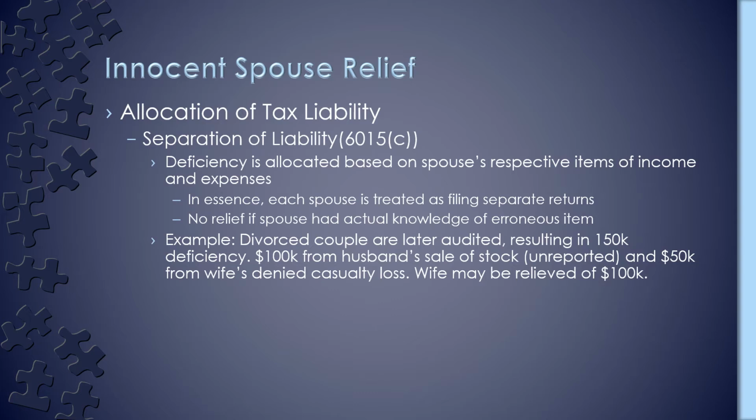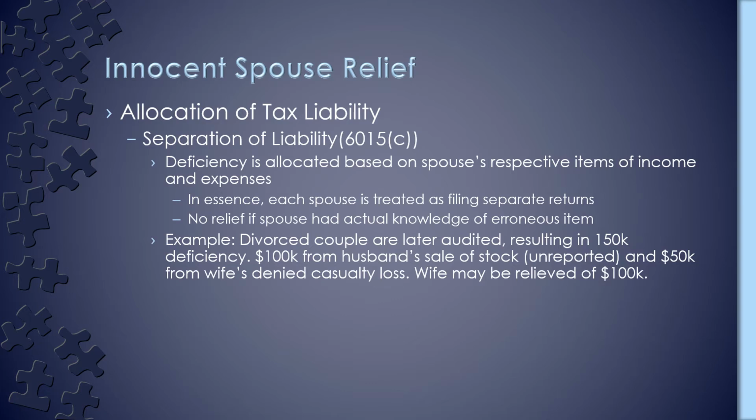So just a quick summary of that. You would have a deficiency that's related to an erroneous item. You would put forward how items of income and expense would be allocated between you and your spouse, sort of as if you're filing separate returns, and it would come up with a percentage. Deficiency times percentage equals what you're relieved from.